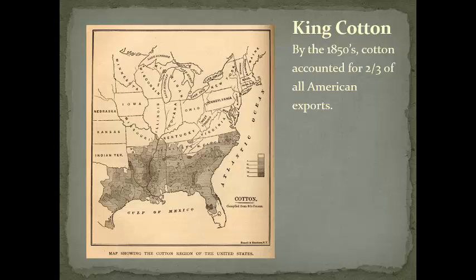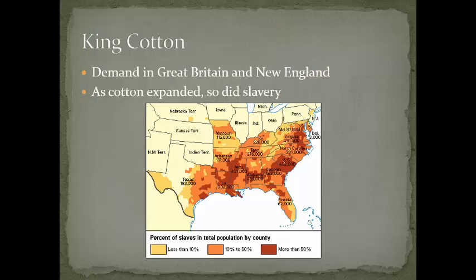By the 1850s, cotton accounts for two-thirds of all American exports, not Southern exports, but two-thirds of everything that left the United States for a foreign country was cotton. That's huge. Two-thirds of our export market. Now, the reason that cotton is in such demand is because of, number one, the growing textile industry in Great Britain, and number two, the growing textile industry in New England. They were buying as much cotton as they could get their hands on, and cotton farmers are getting filthy stinking rich in the American South.